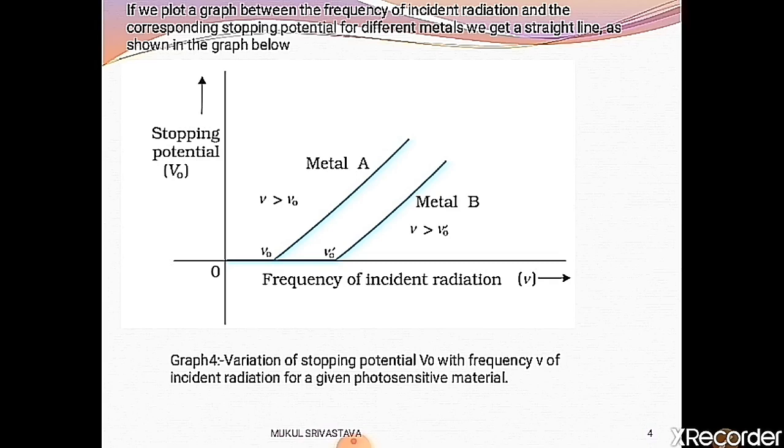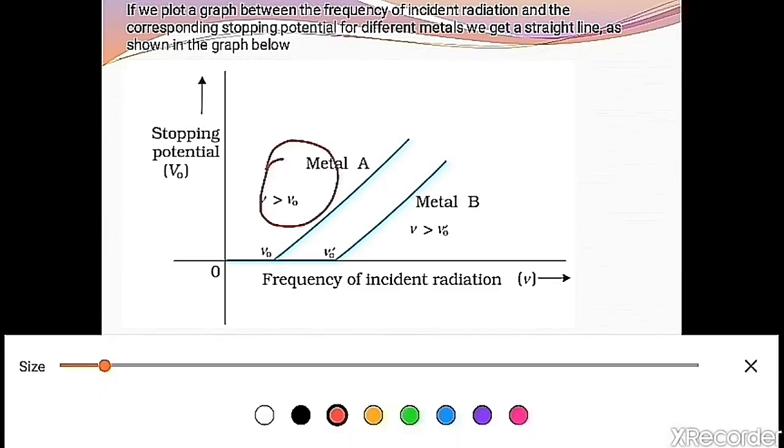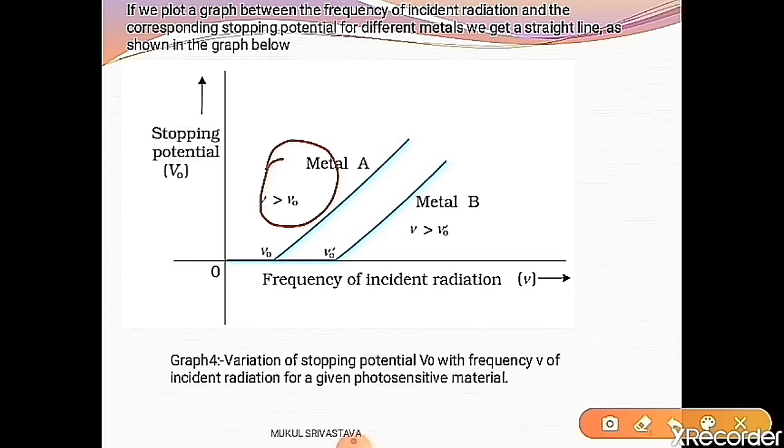Now this minimum cutoff frequency nu naught is called the threshold frequency, and it is different for different metals. In the graph, for metal A, the cutoff frequency is nu naught, which is also called the threshold frequency. But for the different metal B, the cutoff frequency is nu naught dash, represented here. So it is different for different metals.